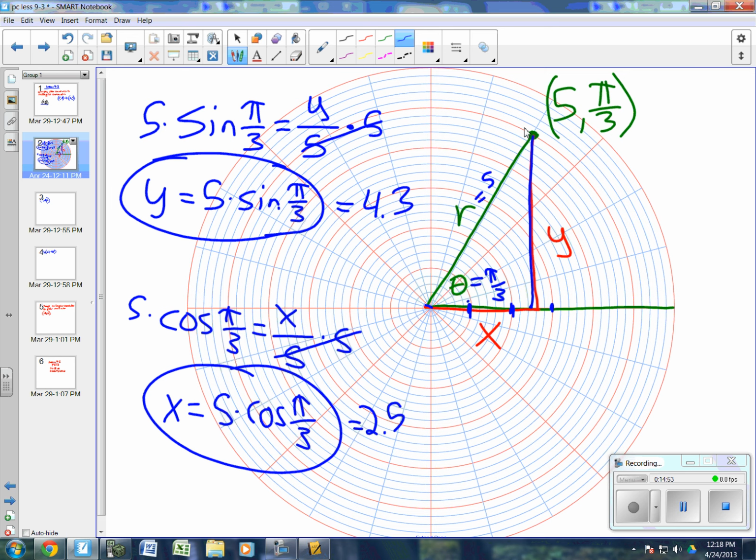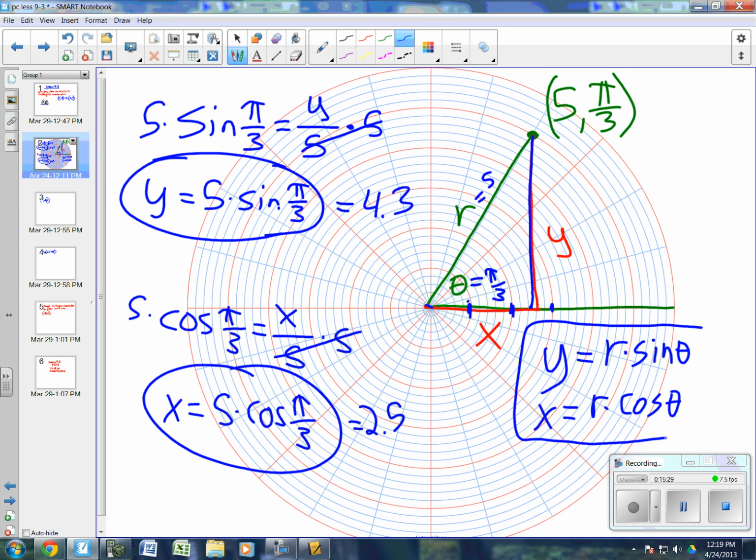Now this suggests a formula. If I'm given polar coordinates and I want to change them to rectangular coordinates, what is a formula for finding y, and what is a formula for finding x? R times the sine of theta. What's the one for x? R times the cosine of theta. Notice, you guys, that up in the problem, R was 5. That's why we used 5 there. And theta was pi over 3, and that's why we did that.